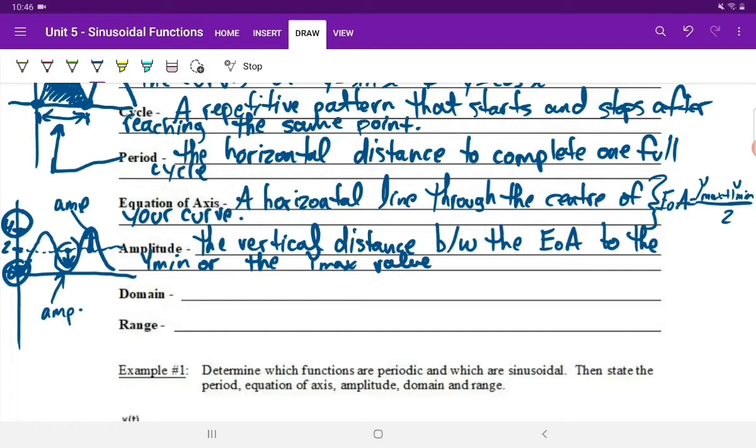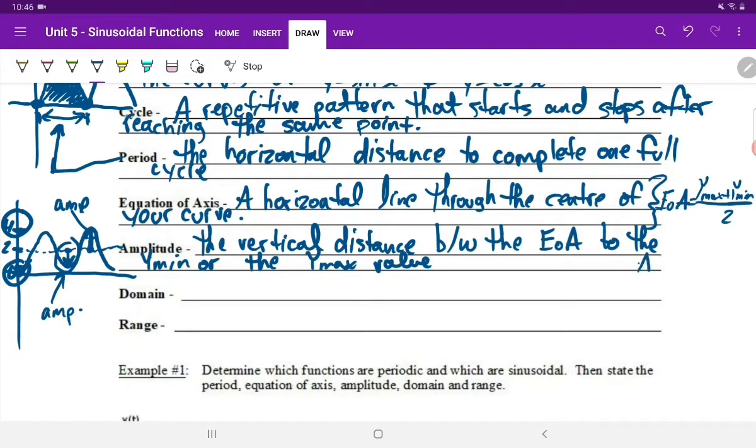Because it's a measurement. It's like saying, if you're measuring something in inches, you can't say that it's negative inches, right? You're always stating measurements as positive values. So think of the amplitude as a measurement from the equation of axis to your max or your min, and so it's always stated as a positive value. And so here's your formula.